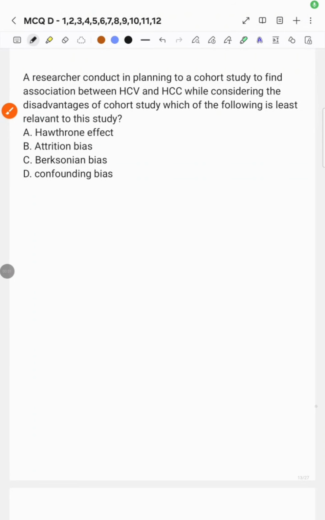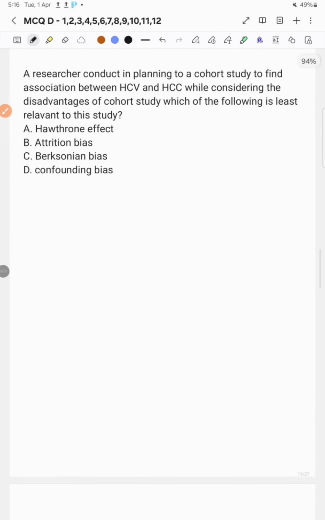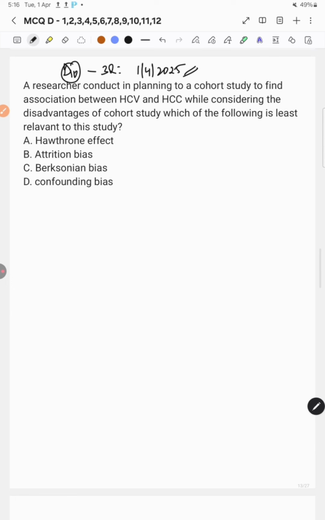Hello guys, coming back to the last question of today, that is day 10, third question, right? 1st of April 2025. So what does it say? It's a NEET PYQ. As I've told, 2 I have uploaded from INICET, 1 is from NEET today. So read the question properly. There is a researcher conducting a study. What type of study is it? It's a cohort study, to find the association between HCC and HCV virus, right?